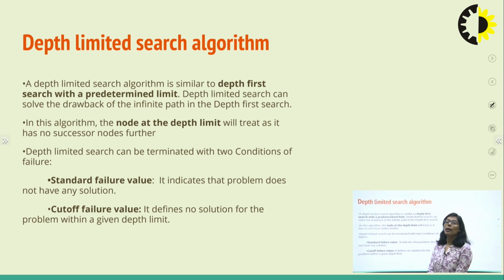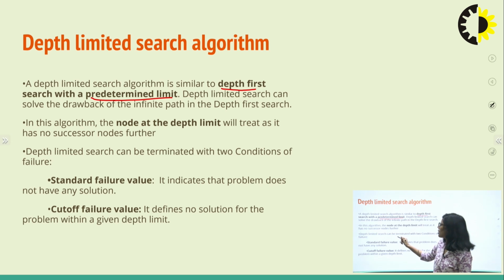Next is your depth limited search algorithm. Now, the depth limited search algorithm tries to resolve the problem of infinite loop in your DFS. So it is an extension of DFS, where it is depth first search with a predetermined limit. So we are fixing the depth of the tree beforehand, and we are just exploring the nodes till that depth only.